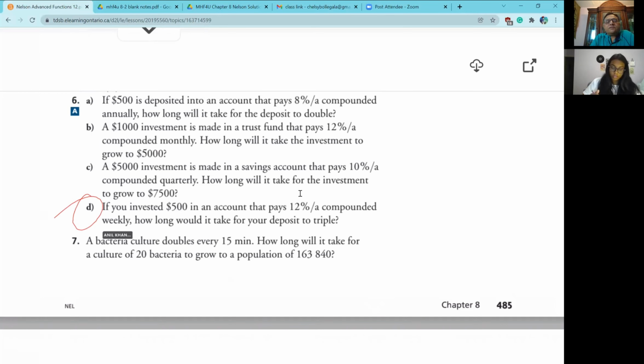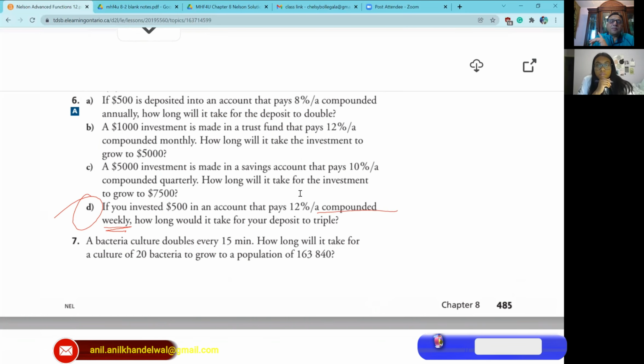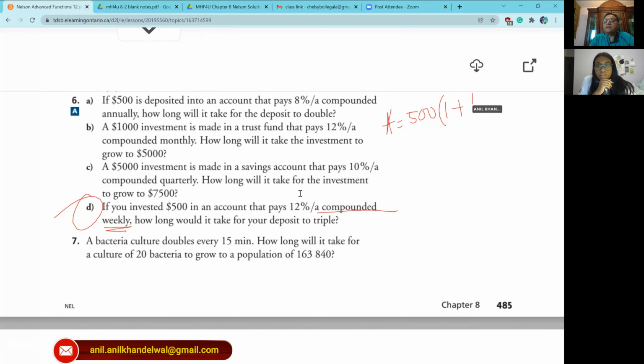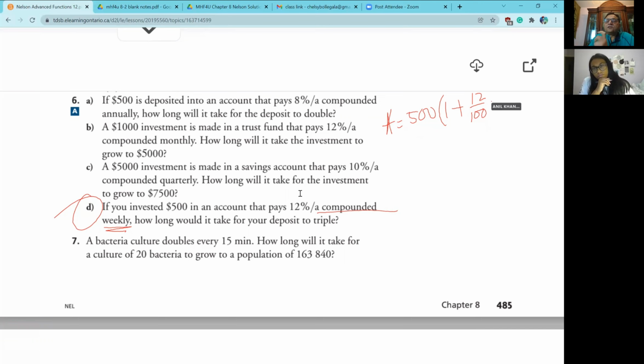If you invested $500 in an account that pays 12% per annum compounded weekly, do you see weekly? So now there are 52 weeks. So therefore, the interest rate will be 12% divided by 52. Is it okay? So the amount here will be A equals 500 into 1 plus the interest rate of 12%, which means 12 divided by 100, let me write like this, compounded weekly. So weekly means divide by 52. There are 52 weeks. Is that okay?